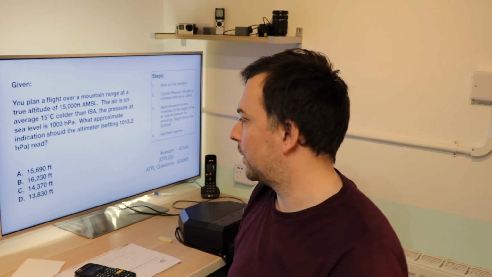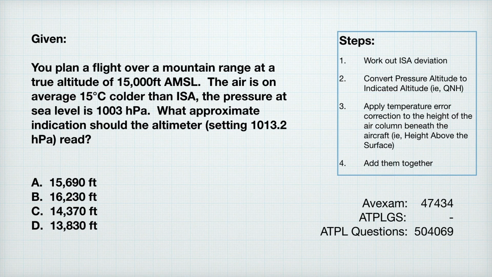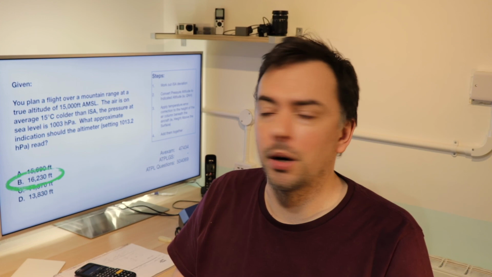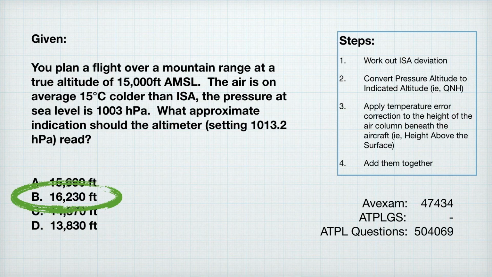Let's look at what the options are, and well, we're pretty close to option B. A would be 15,690. 16,230 is B, 14,370 for C, or 13,830 for D. It's B. I'm going with option B this time. So answer B is 16,230, and I hope that's what you've come to as well.